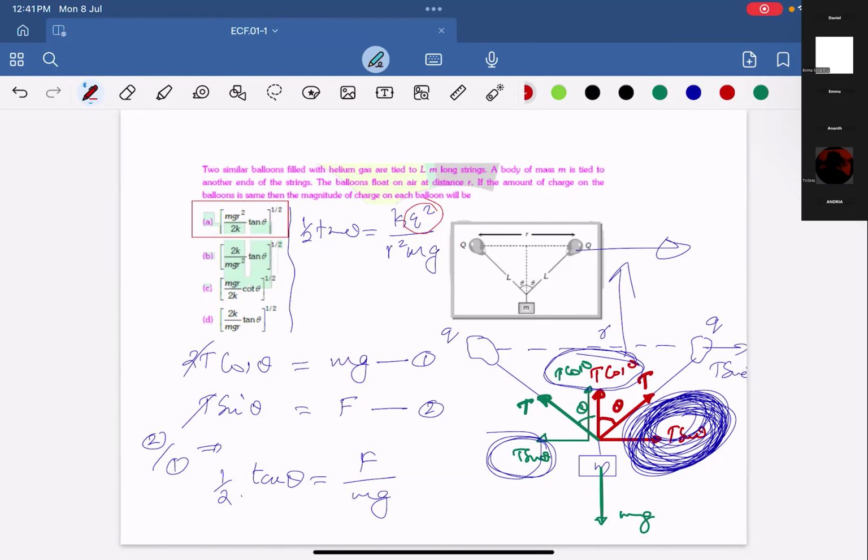What is the condition for balance in the y direction? T cos theta plus T cos theta, 2T cos theta. 2T cos theta balances mg, because the upward force should balance the downward force. Then only you will have equilibrium.